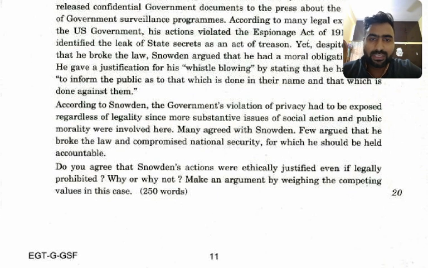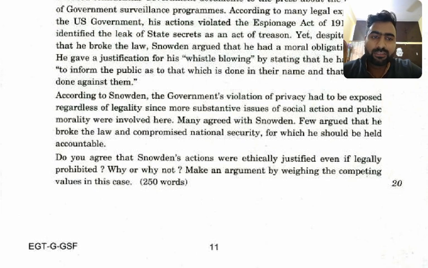According to Snowden, the government's violation of privacy has to be exposed regardless of the legalities, since more substantive issues of social action and public morality were involved here. So he's putting ethics over and above the law. Many agreed with Snowden. Few argued that he broke the law and compromised national security, for which he should be held accountable. So there were views and counter views regarding the action taken by Edward Snowden.